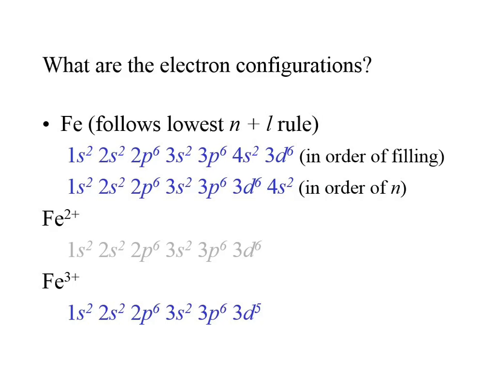So on your test, if I do this, and I probably will, how are the electrons configured in a cation, I will usually give you the neutral atom first, and then have you pick off electrons.